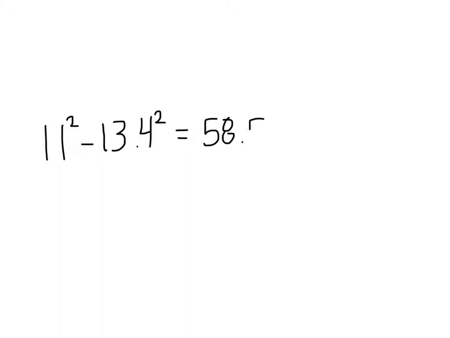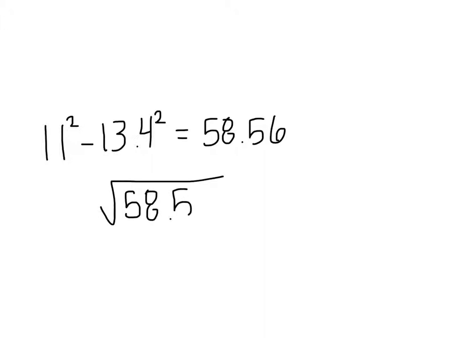Now that we have y, we can find the last side of the triangle to help us find z. We could either use the law of sines again, or just use the Pythagorean theorem. Here, we will use the Pythagorean theorem. We have 11 squared minus 13.4 squared equals 58.56. Then we do the square root of 58.56, which is equal to 7.7.